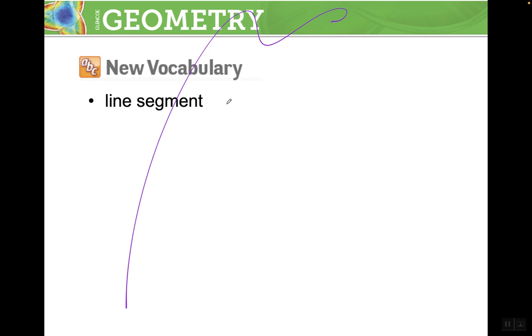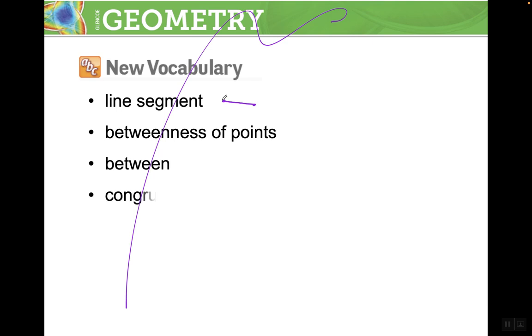A line segment has 2 endpoints. All right, it's been a while since COVID, but that would be kind of like a line segment. Betweenness of points is the weirdest term. It's really like distance, but it just means between 2 points. Same with the word between.